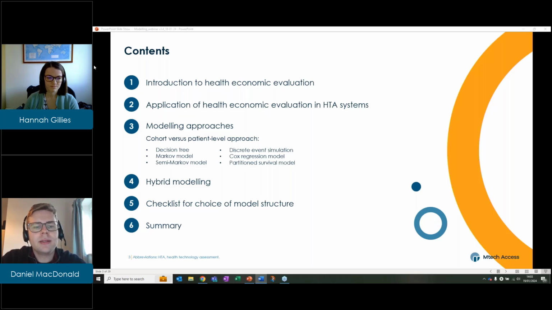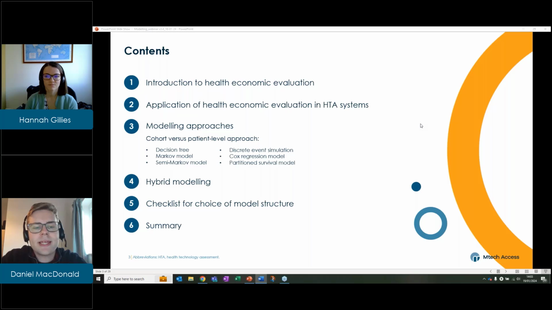How is it applied across the world? What are the key considerations when applying health economic evaluation? We're then going to look at specific modelling approaches. There are 2 key distinct types of modelling approaches here: cohort models and patient level models. There's also a little bit of overlap there.